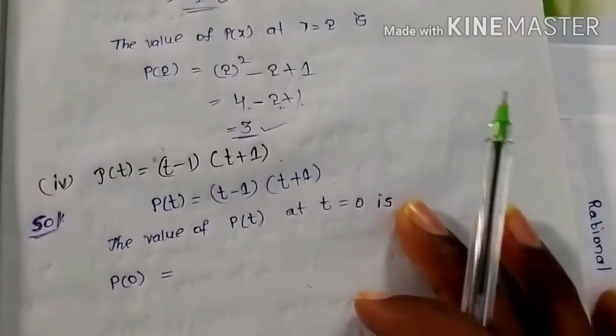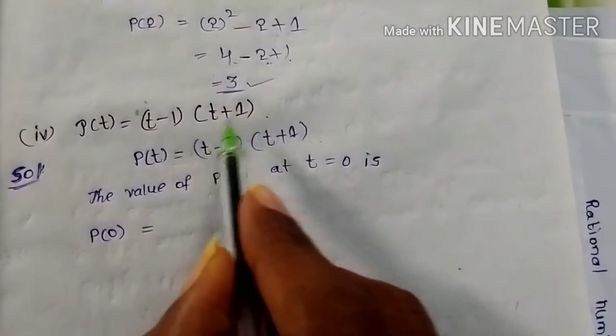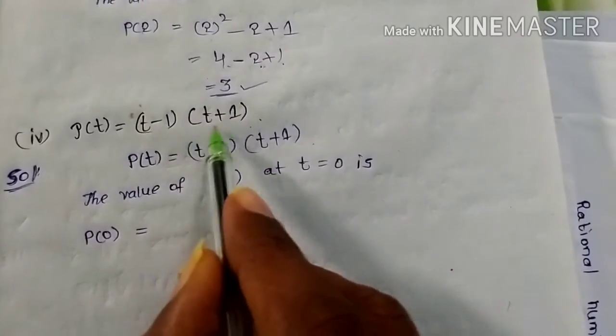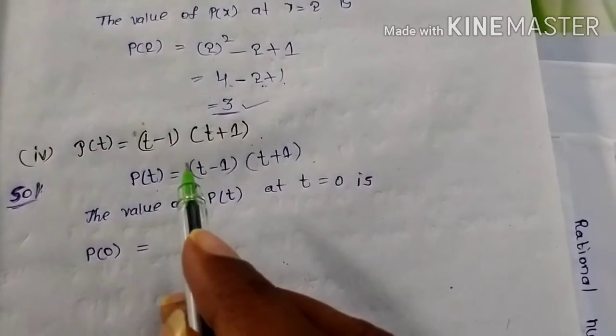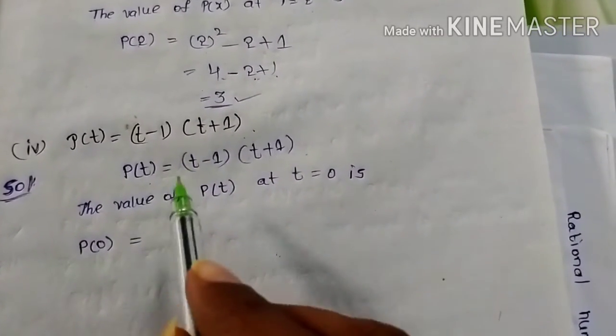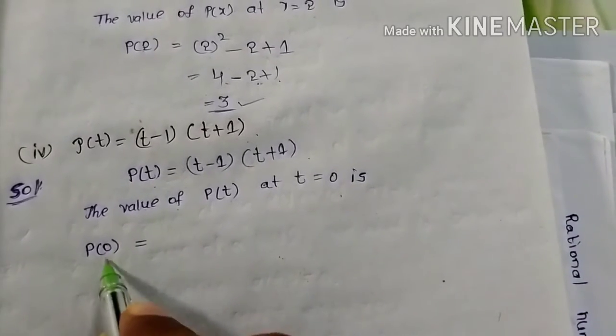In the similar way, one more problem you can see here. P of t is equal to t minus 1 into t plus 1. They are asking also P of 0, P of 1, P of 2. Yes or no? First I am taking here the value of P of t at t is equal to 0. That means I am taking P of 0.